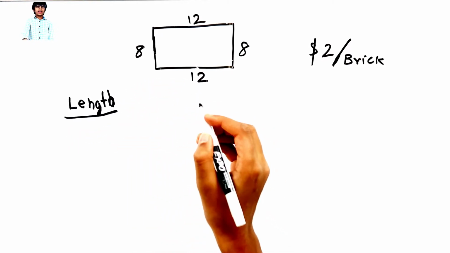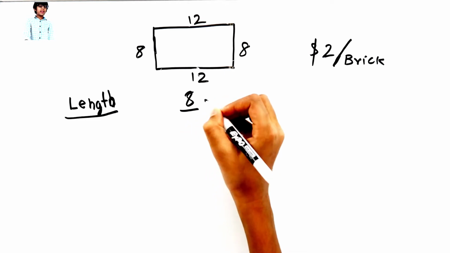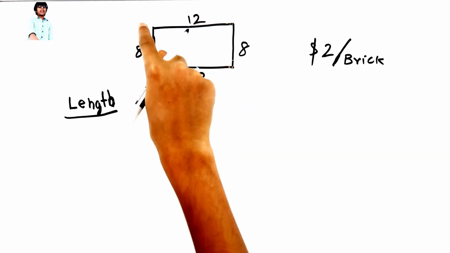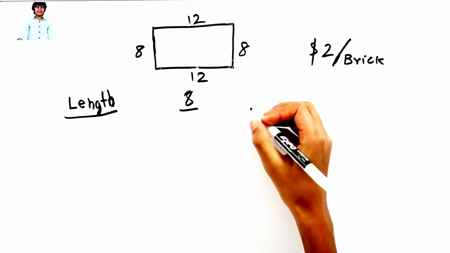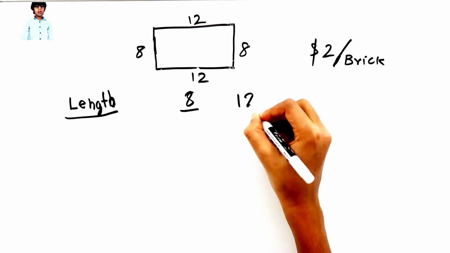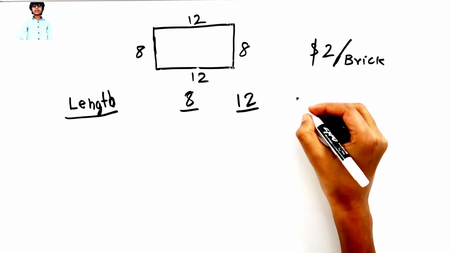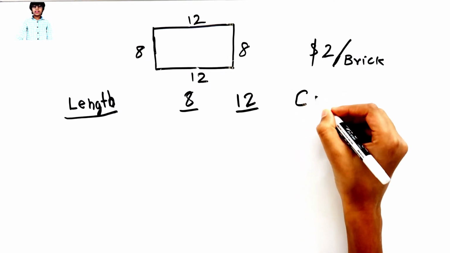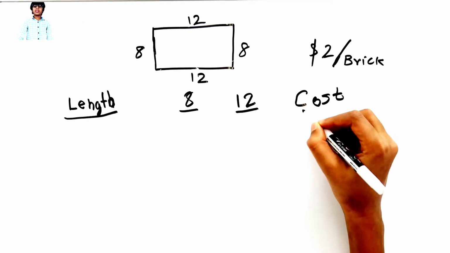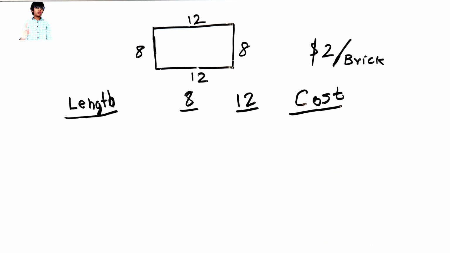Now I'll write 8 here to represent this and this side. Now I'll write 12 here to represent both of these sides. And I'll write the cost so we can see which is the lowest cost. Okay.